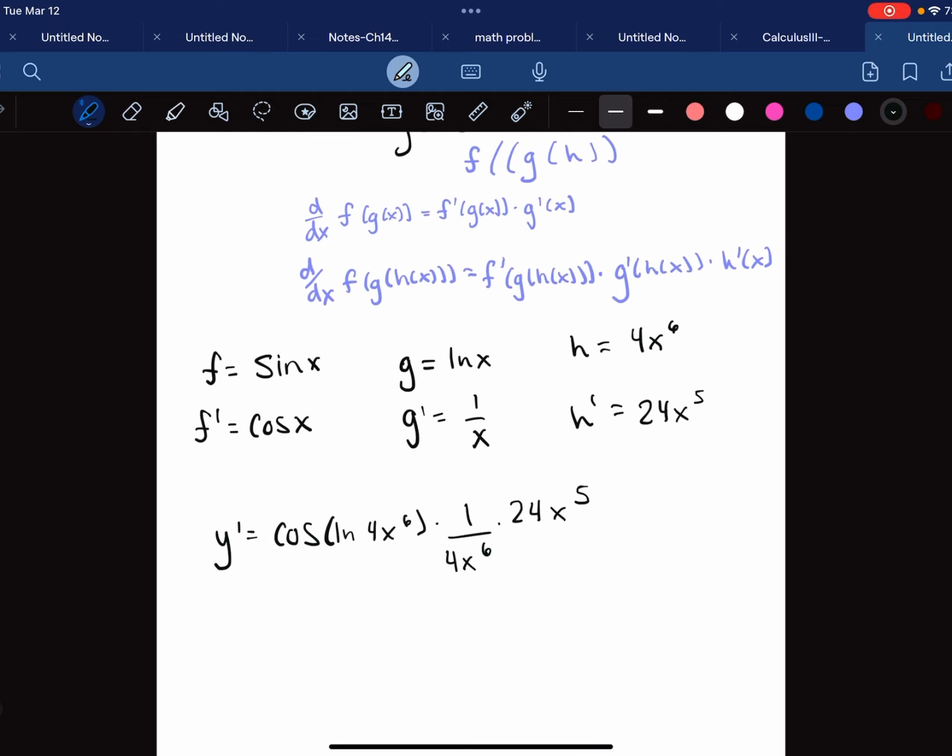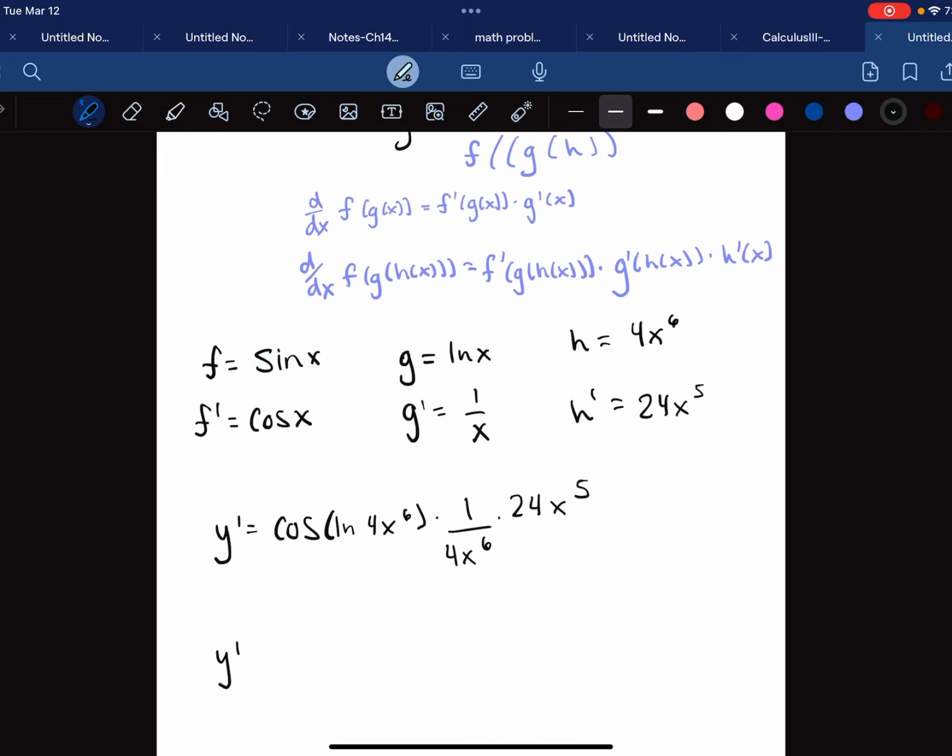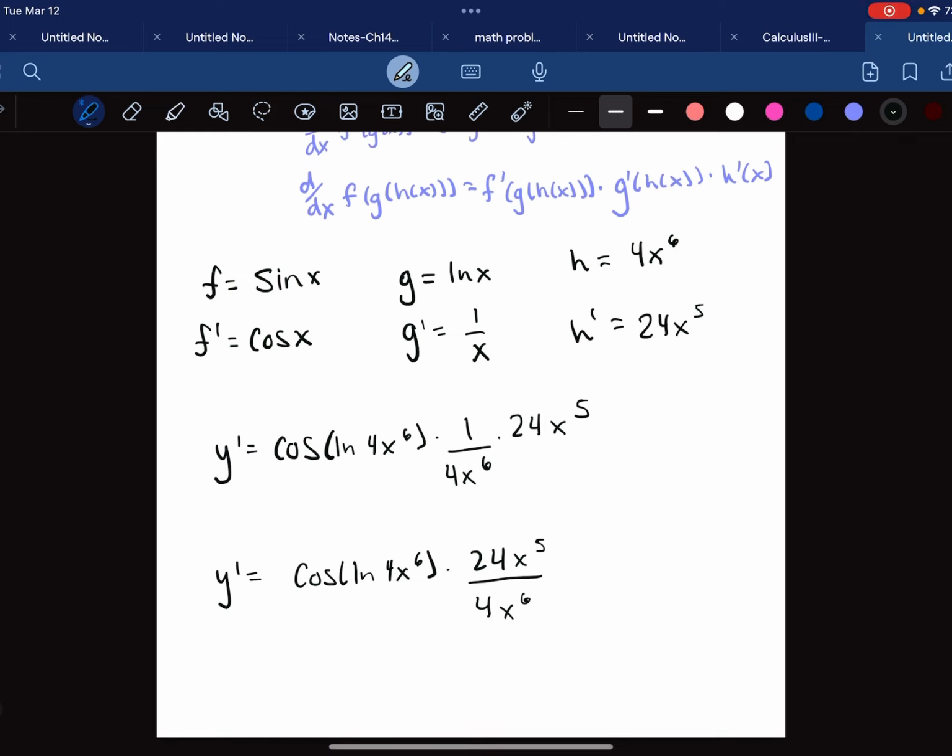So then I end up with my y prime is equal to cosine times the natural log of 4x to the 6th times 24x to the 5th over 4x to the 6th. This part of the problem can actually be simplified a little bit because I have 24 divided by 4. So if you divide 24 by 4, you get 6.